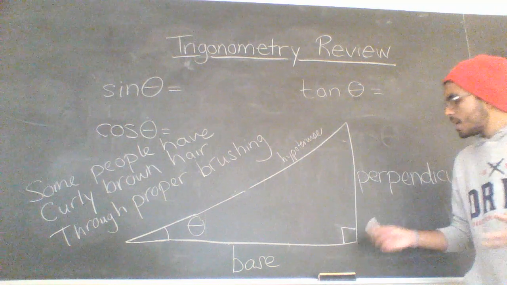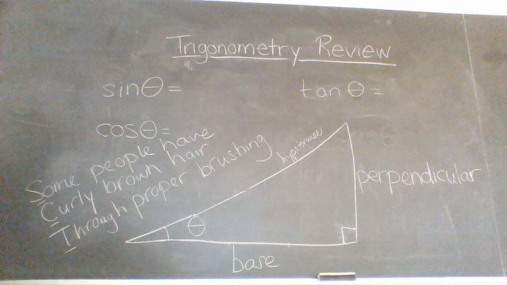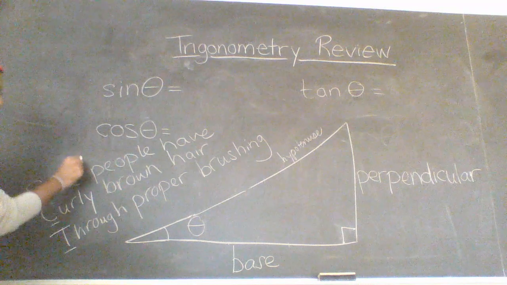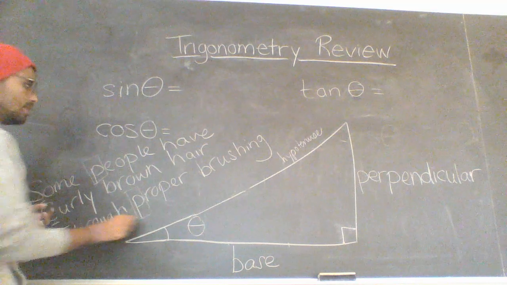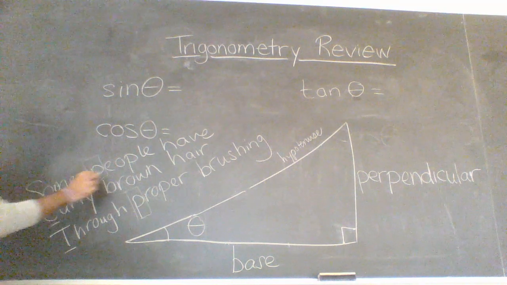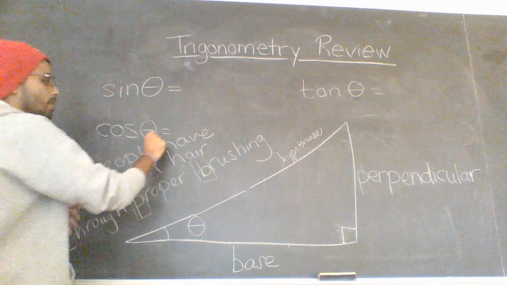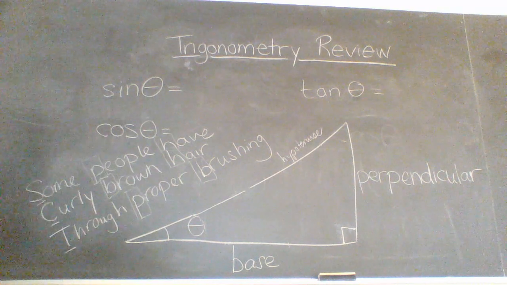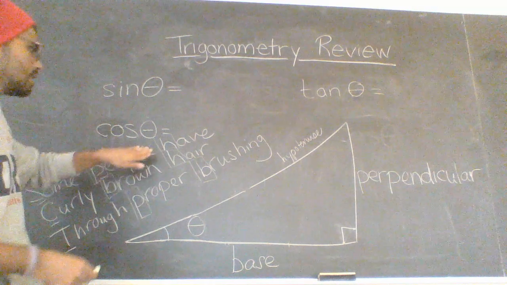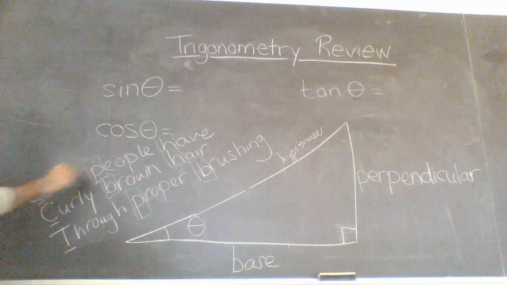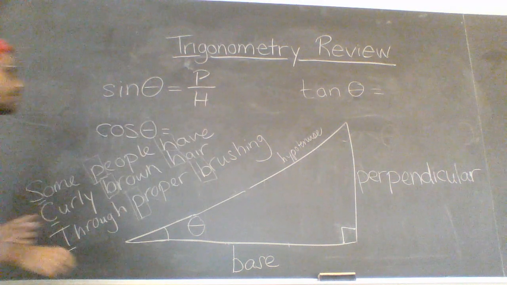But the way it helps you remember this stuff is S for sine, C for cosine, T for tangent, P for perpendicular. So we've got a P there, and we've got a P there. B for base. We've got a B there, and we've got a B there. And H for hypotenuse. We've got two of those. So S for sine, P for perpendicular, and H for hypotenuse. So we've got S, P, H: some people have.